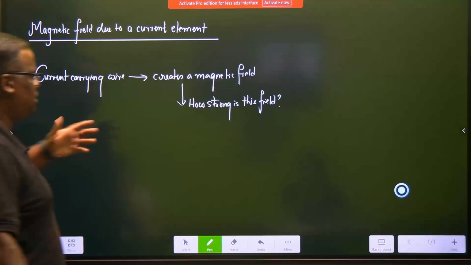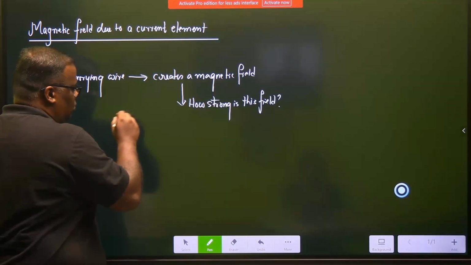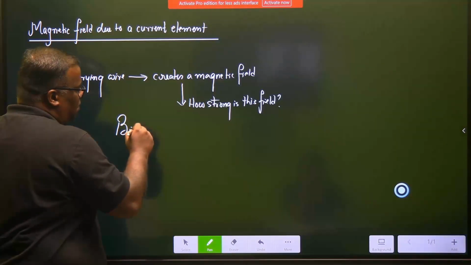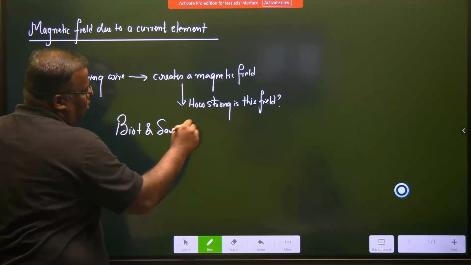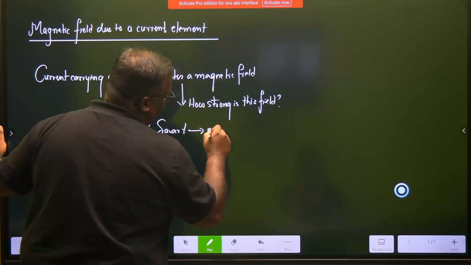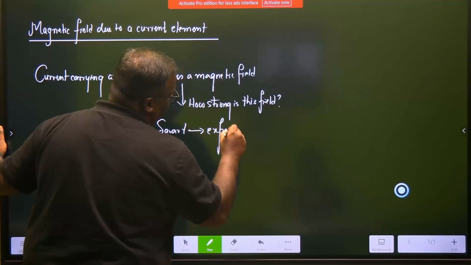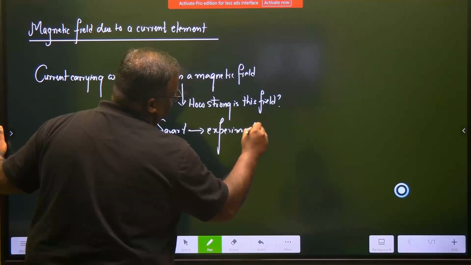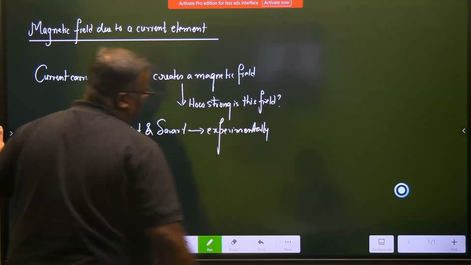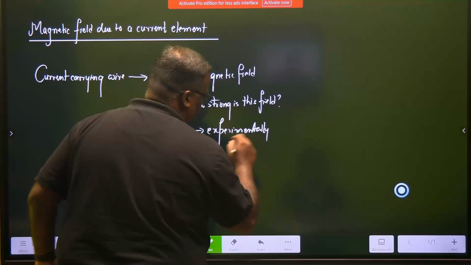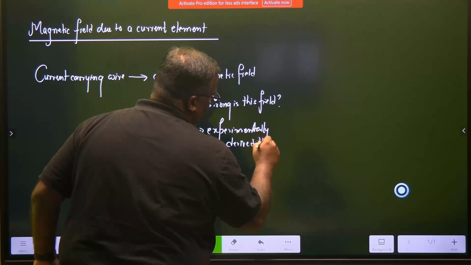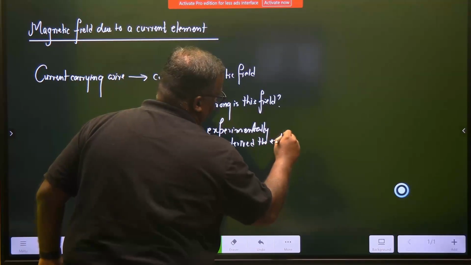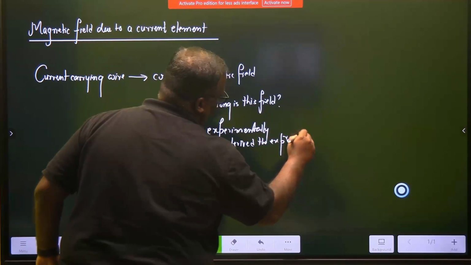And how strong this field is was actually found out by two persons, Biot and Savart. So it's called the Biot-Savart law. They found it out experimentally and derived the expression. Is that clear? Still one thing is not clear.